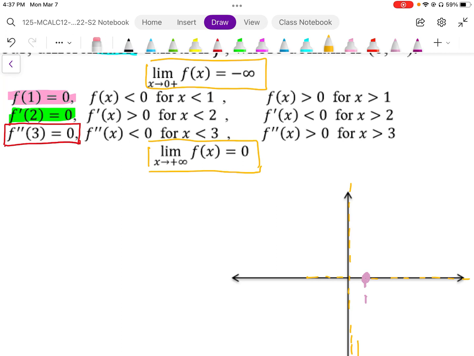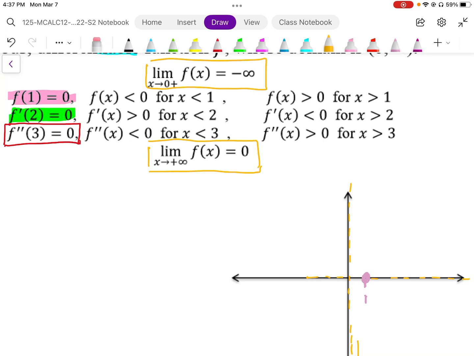And I want to make particular note that the graph's going to cross the horizontal asymptote. Now, although you cannot cross a vertical asymptote, you can cross a horizontal asymptote. In this graph, we will cross a horizontal asymptote.